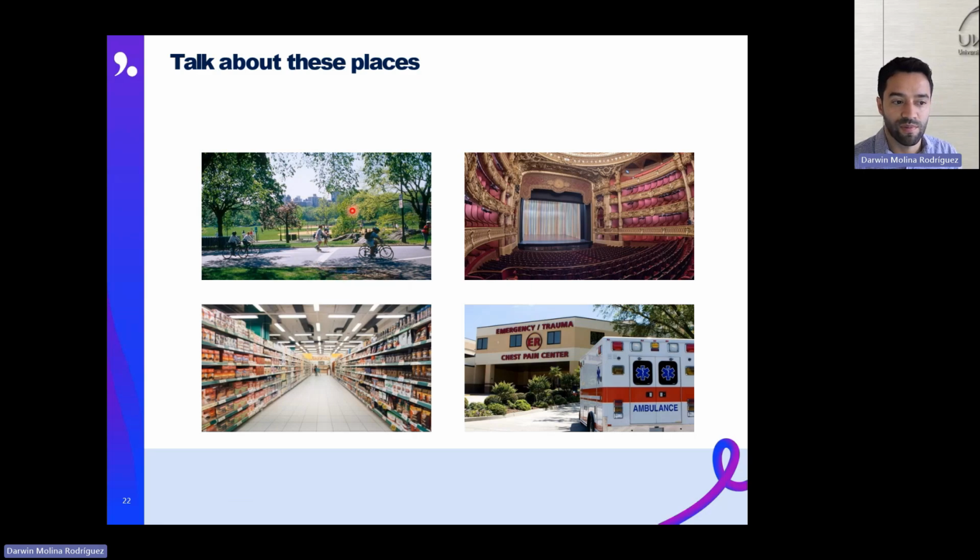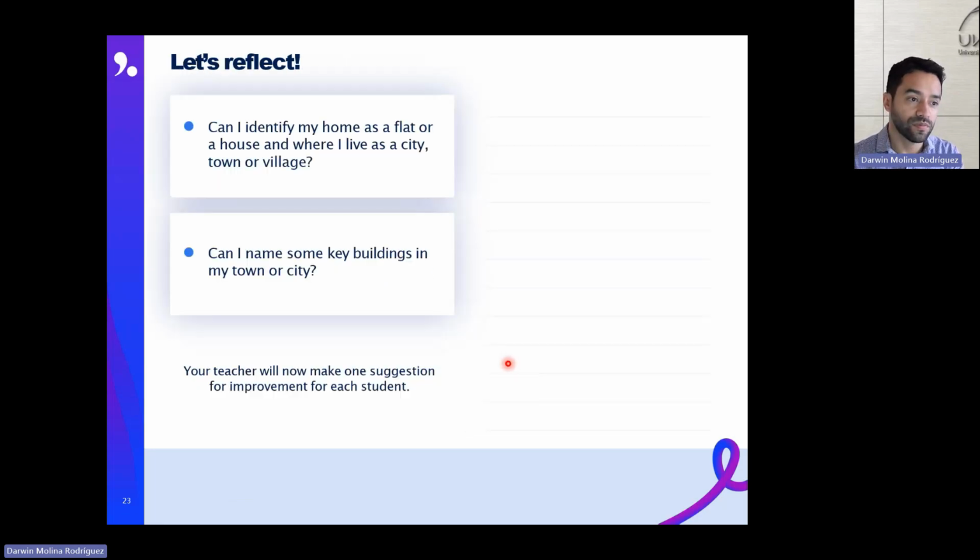These are the places. So remember the park, the theater, and this could be a store, and this is a hospital. Vamos a reflexionar y hacemos estas preguntas. Can I identify my home as a flat or a house? And where I live as a city or a town or a village. Entonces, ¿dónde estamos viviendo? ¿En un apartamento o en una casa? Y la última, can I name some key buildings in my town or city?